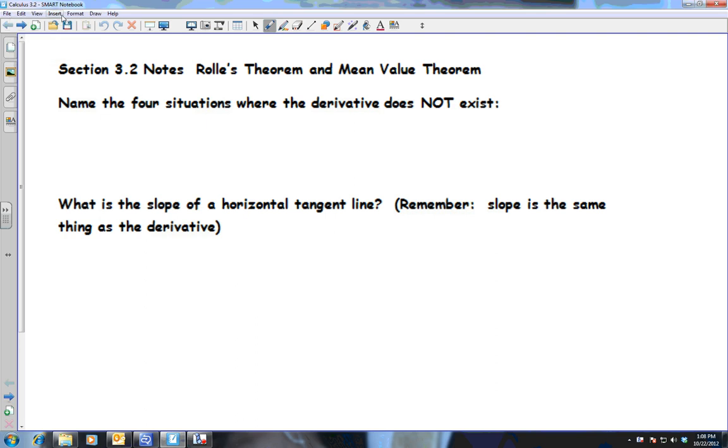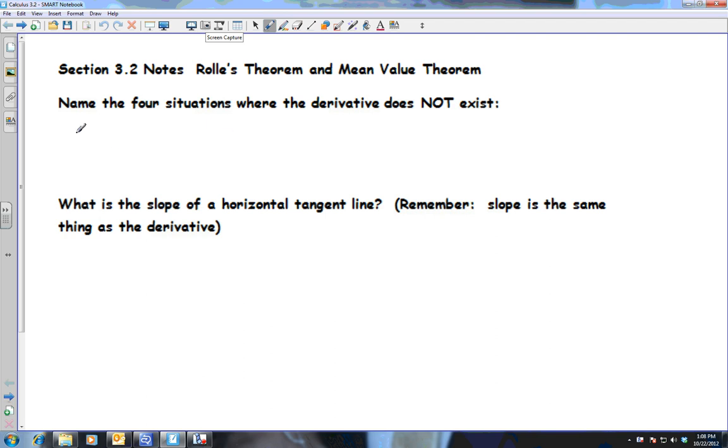Okay, section 3.2 talks about two different theorems. One is called Rolle's theorem, and then the mean value theorem. So before we start talking about the two different theorems, we need to review just two quick things. First thing is we need to review where a derivative does not exist.